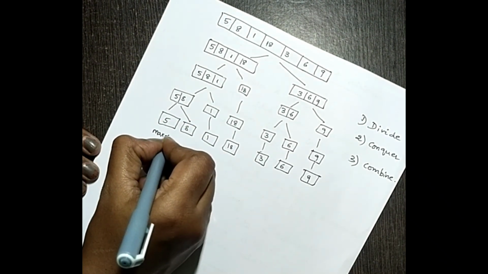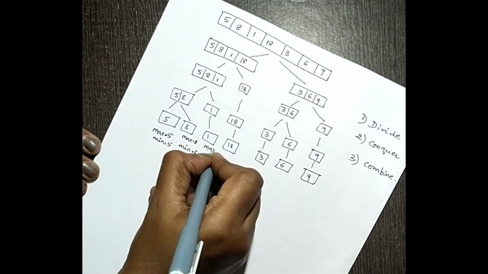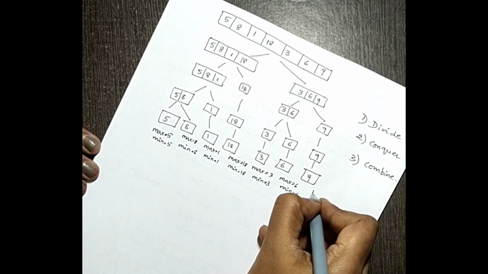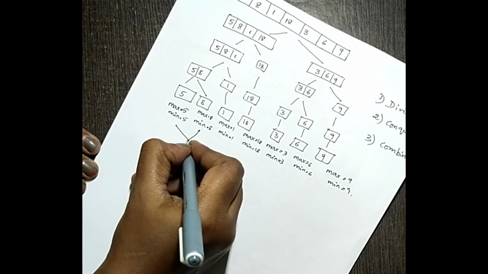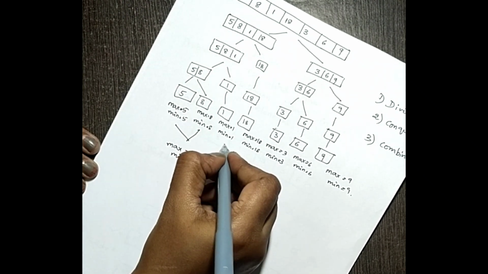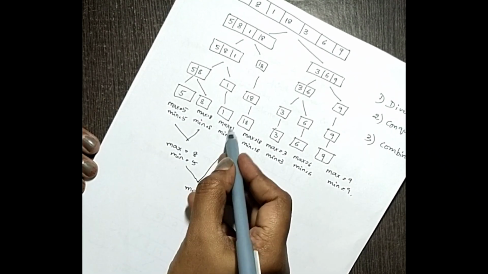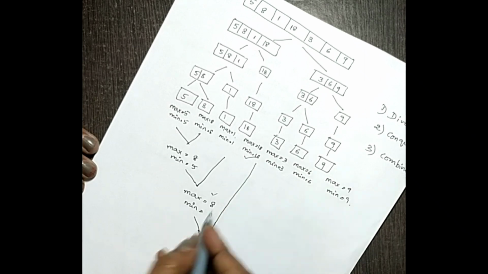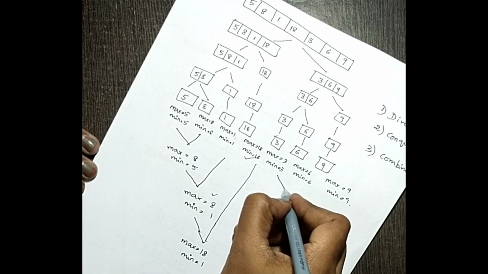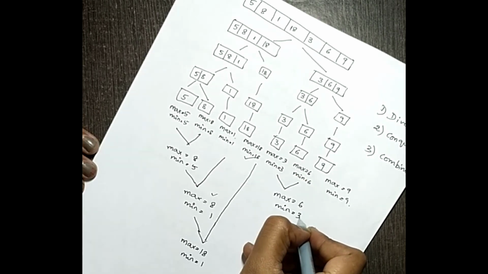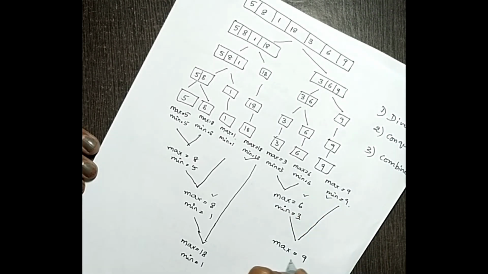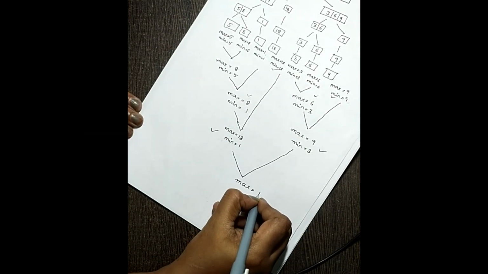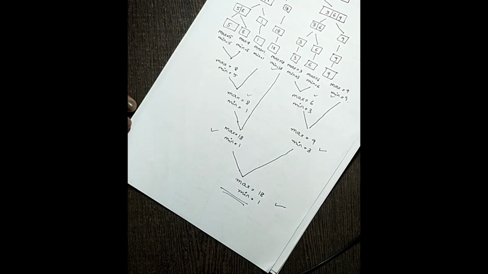Let's write down the maximum and minimum element of each sublist. As each sublist has one element, that will only become the maximum element and minimum element. Now we will combine. So max returns the maximum of the combination and min returns the minimum of the combination. Combining the final 2 sublists, we have max equal to 18 and min equal to 1. So this is the solution to the given example.